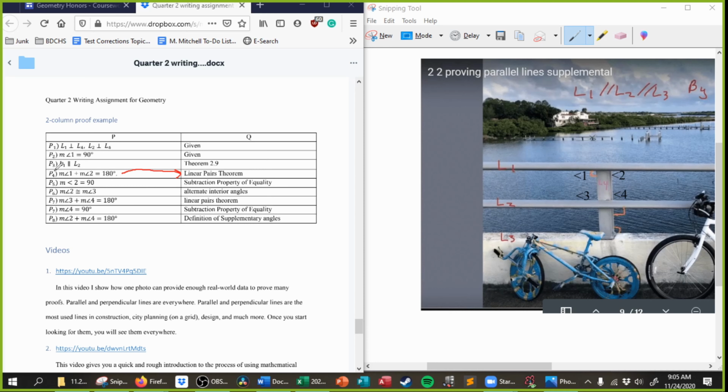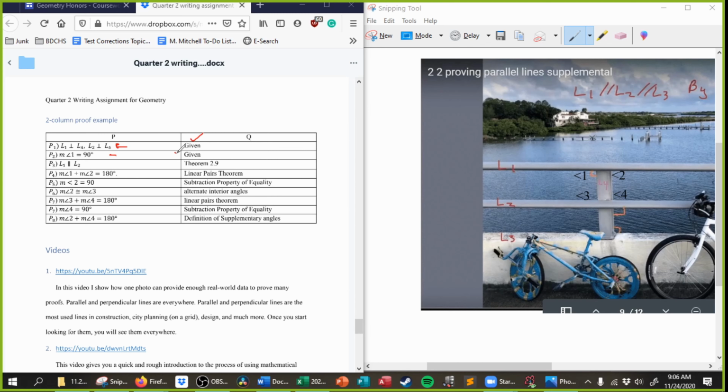Again, you're going to see that here I have angle 1 plus angle 2 is equal to 180, but I already know angle 1 is 90. So I've subtracted 90 from both sides, and I'm left with angle 2 is equal to 90 by the subtraction property of equality. So basically all you're doing here is saying, I did this because of this.